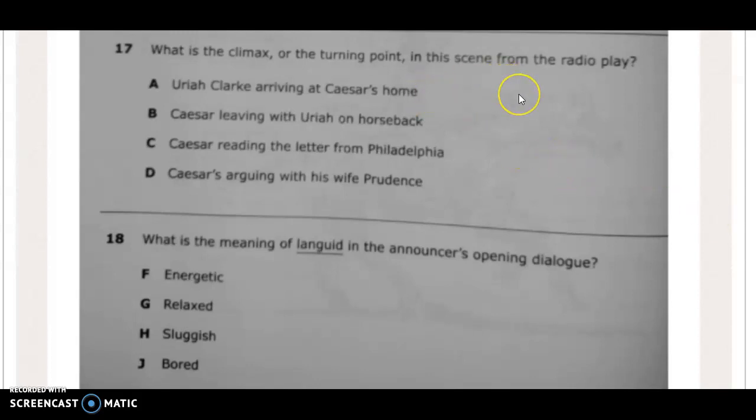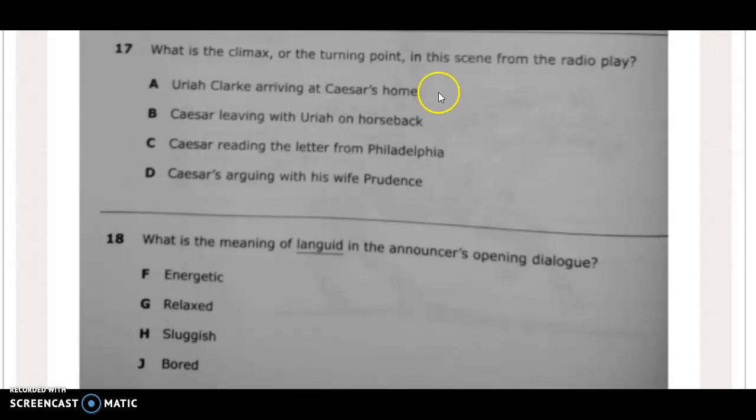Next, what is the climax or the turning point in this scene from the radio play? Remember, that's at the top of the plot roller coaster. It's after the problem or the conflict has been presented. We know what the character is going through. And now, in the midst of that conflict or problem, something happens. There's a turning point for the character. So, what would be considered the turning point or the climax in this scene?